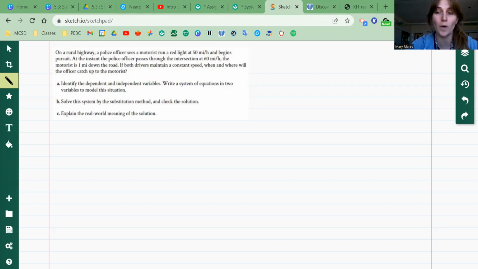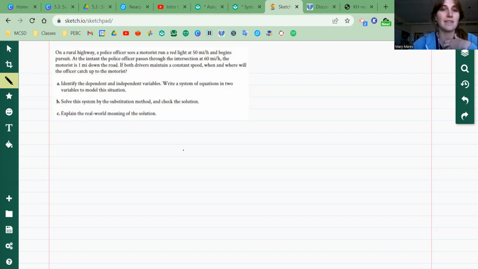So first we'll need to identify our dependent and independent variables, and then we'll write a system of equations in two variables to model the situation. And then we'll solve using the substitution method and check our solution and be able to explain the real world meaning of this solution. So let's start by first identifying our dependent and independent variables.